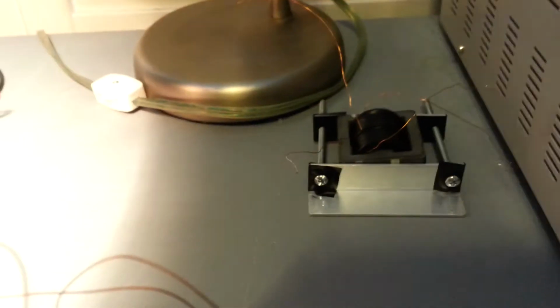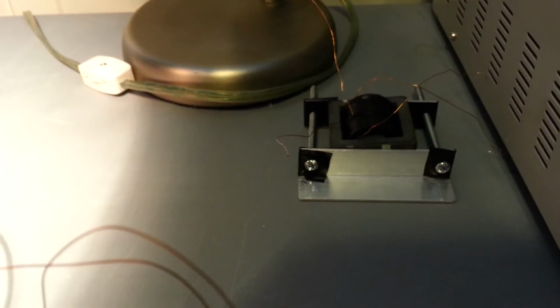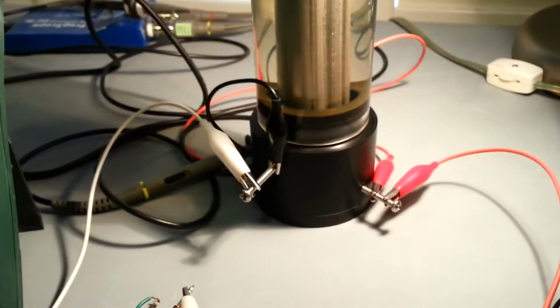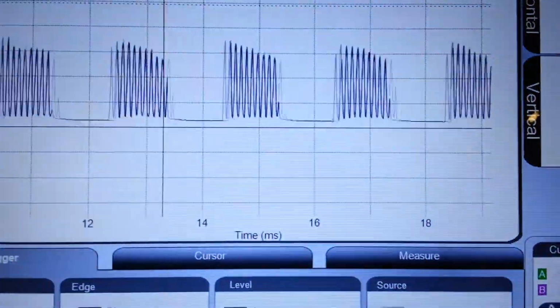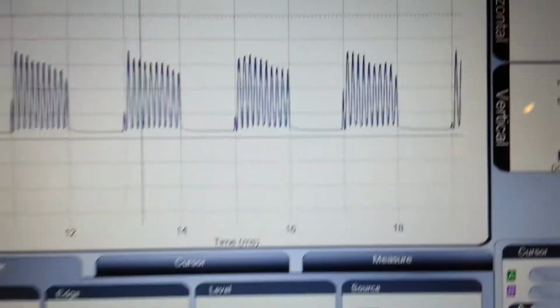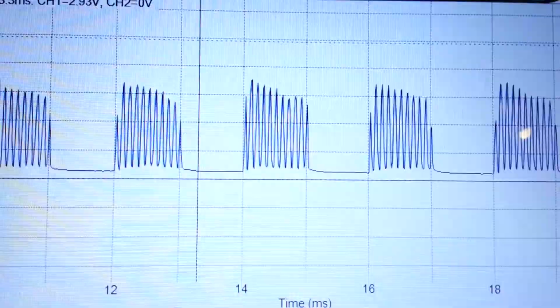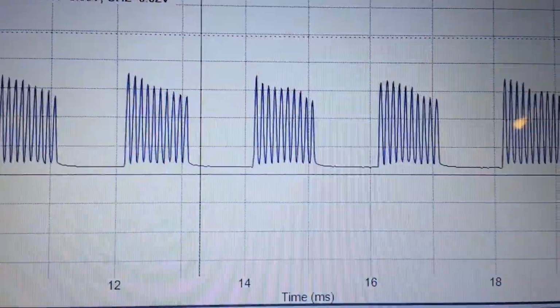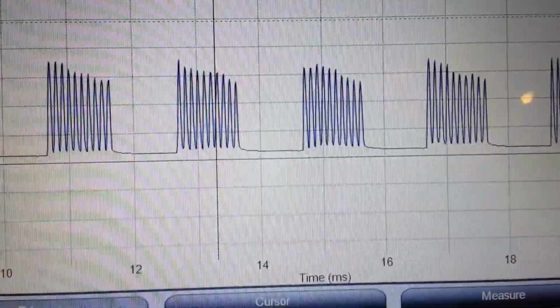People might ask, why do I have the chokes on a separate core? That's because I've never been able to get the pulse frequency doubling effect with the chokes on the same core as the pulse transformer. They're more likely to just act as secondary coils and not as chokes when they're on the same core.